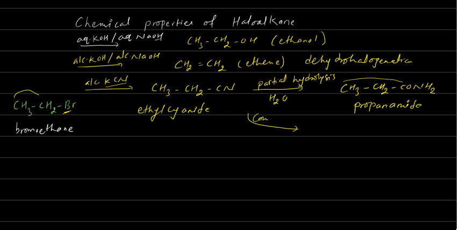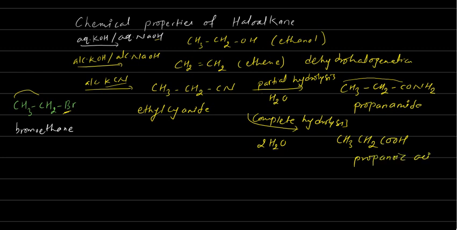Or if we go for complete hydrolysis, we use 2 moles of water. Then the product formed is CH3CH2COOH, that is a carboxylic acid, propanoic acid. So here we get propanoic acid, and the intermediate product is amide, and when we use another mole of water, then the carboxylic acid is formed here.